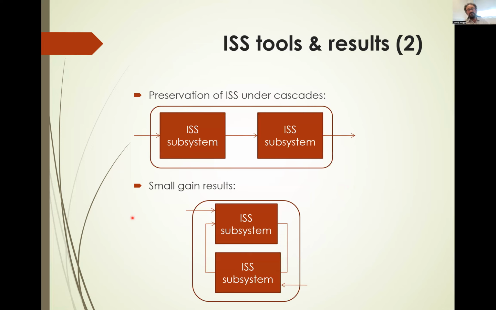So then there are also many other results, of course, that you are familiar with, where input to state stability tools have been used in order to deal with interconnected systems. So it's a fairly modular property, preserved under cascades, with small gain results for feedback interconnections, and so on. And so all of these perhaps would be interesting to look at in this more general setup as well.